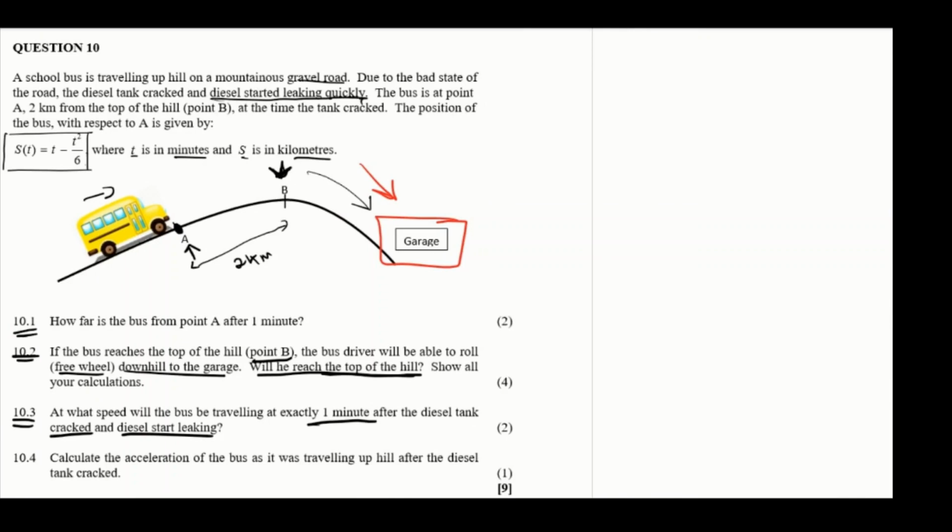So 10.4, calculate the acceleration of the bus at which it is traveling uphill after the diesel has cracked. So we still know that the diesel cracked immediately after 1 minute, right? But in this case, we might not need to know time.